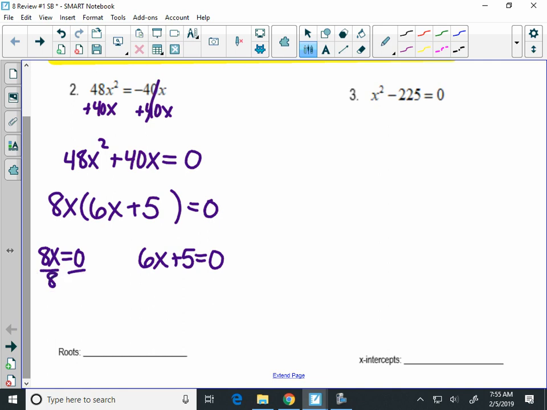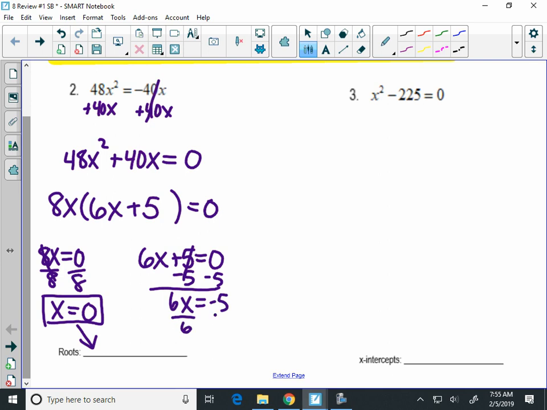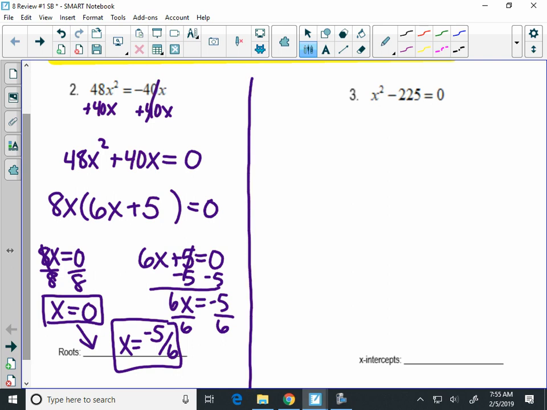So on the left I divide by 8. I get x equals 0. That is one root or a solution. X equals 0. The other one here I subtract 5. I get 6x equals negative 5 and divide by 6. So my other root is negative 5 over 6. Typically for a quadratic we have 2 answers. So we have 0 and negative 5 over 6 for number 2.